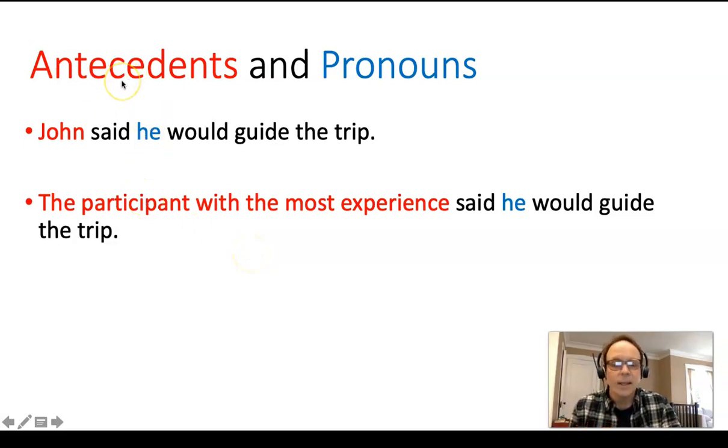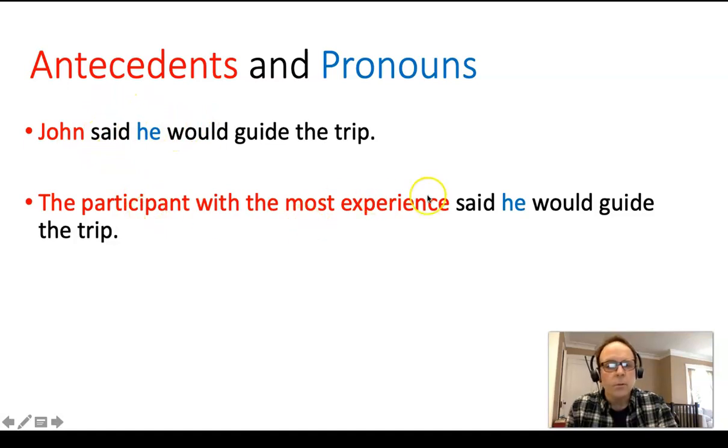So let's look at just a couple of things real quickly. The antecedent, again, is the word that's replaced. So you don't have to memorize that. It's not going to be on the quiz, although there might be a question about pronouns in general and how to use them on the quiz, but not the terminology. But John would be the antecedent here. We're going to replace that. We're going to use he, like I said. John said he. So he's a pronoun replacing John.